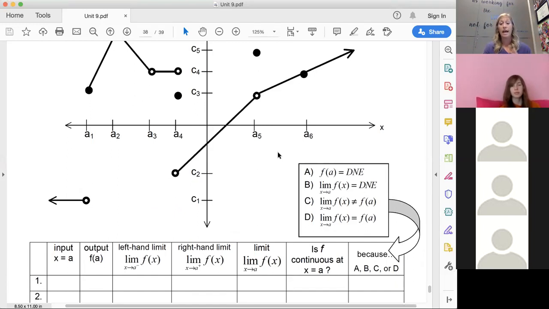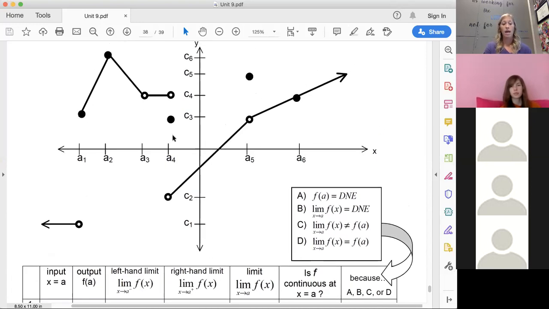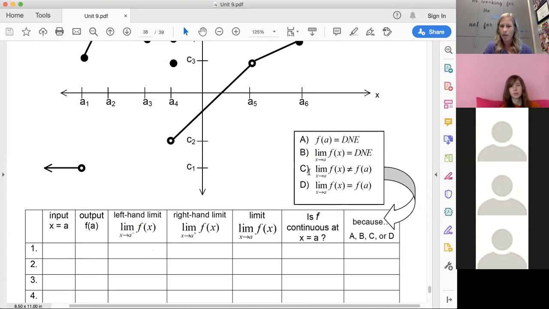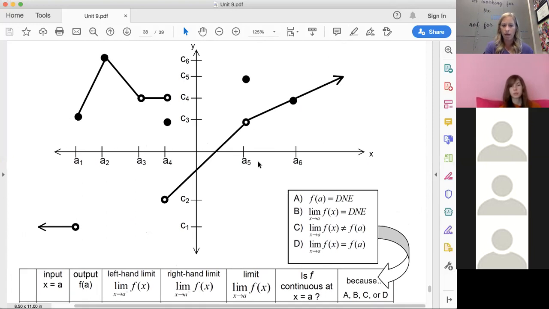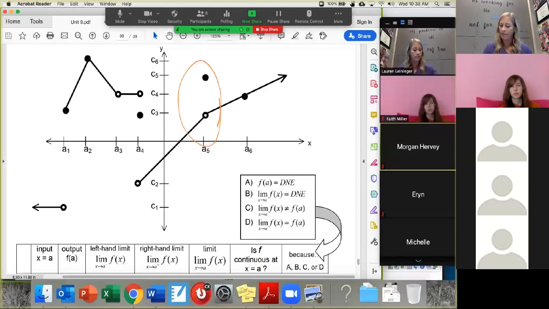And that's honestly exactly how I would have set it up on the test for you. I'm going to say, all right, at x equals -1, is it continuous or discontinuous, and which of these reasons? What is C saying? That is saying that the limit exists and the function value exists, but they're not the same. Okay. That would be something like A5, right there. I have a function value, I have a limit, but they're not the same number.